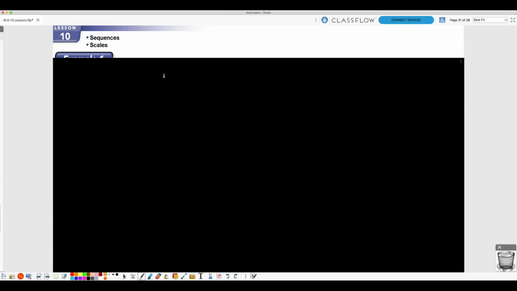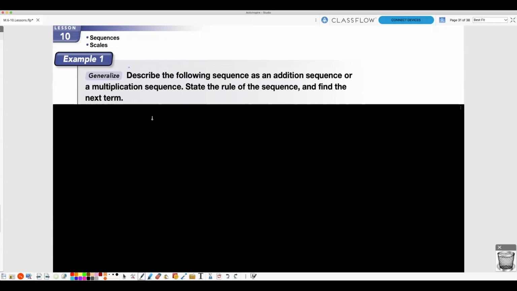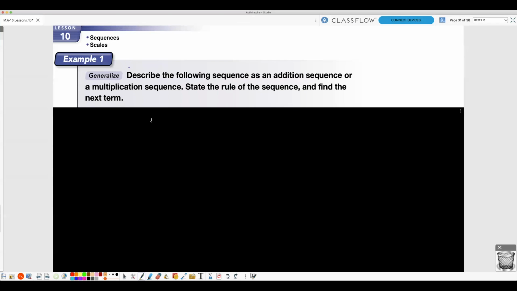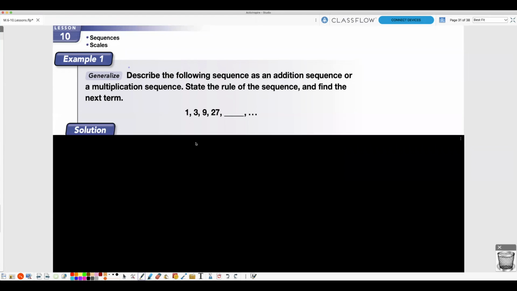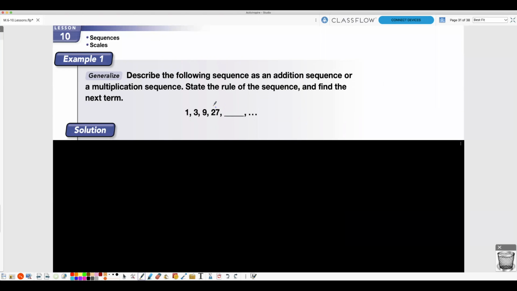Okay, let's look at this one. Describe the following sequence as an addition sequence or a multiplication sequence, and then state the rule of the sequence and find the next term. So if you have 1, 3, 9, 27, and then what's the following term in the sequence?